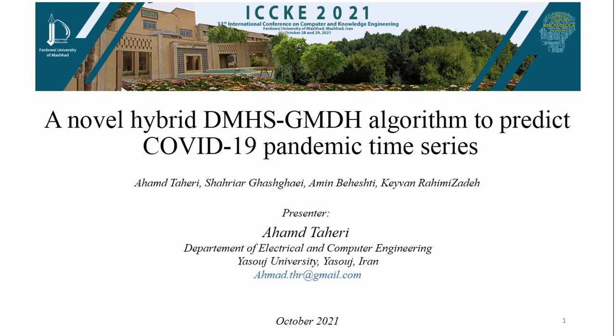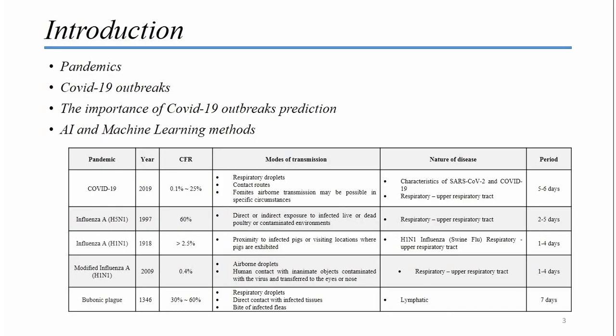I'm going to present about a novel hybrid DMHS-GMDH algorithm to predict COVID-19 pandemic time series. Pandemic can be defined as the global expansion of an emerging disease with huge negative burden on health and economy. Across the human history, many notable pandemics have been documented.